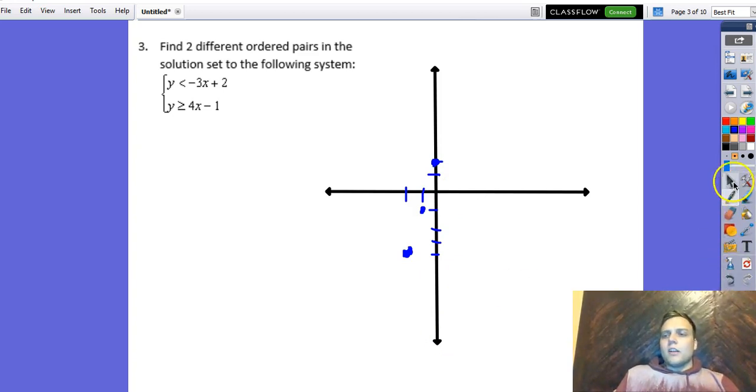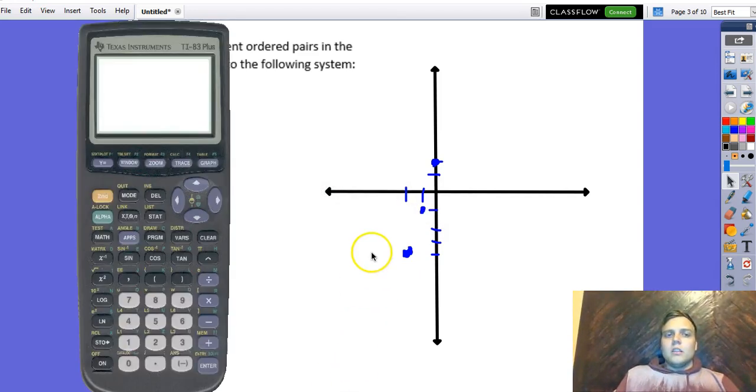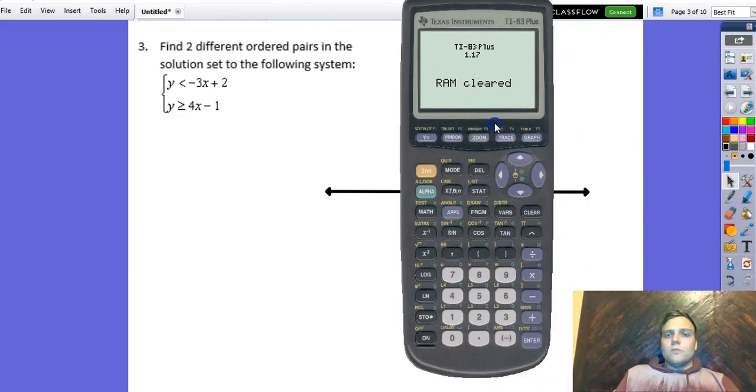If I was a better editor, I'd come back and delete this part of the video, but I'm not going to do that. I'm just going to use a calculator. Alright, and I'm going to show you how to do it on a calculator, because freehand graphing like this is just going to be ugly. Alright, so let me show you what you can do.